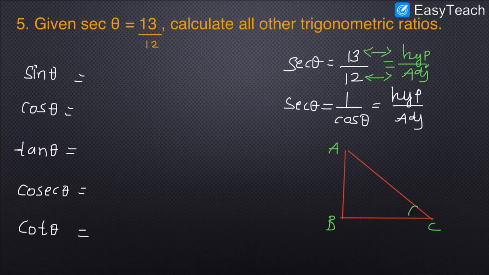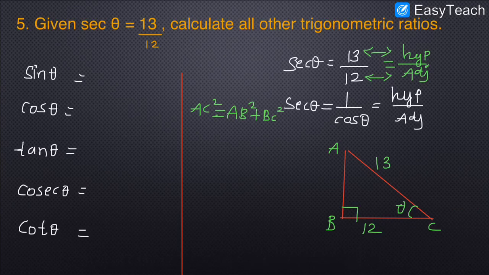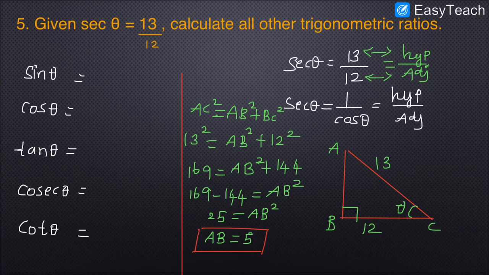So I am going to name any one of these two as theta, A or C, any one of these two. Okay, this time I take this as theta. So for hypotenuse I write 13, for adjacent I write 12. This is always 90 degrees. Let us find out AB. So AC square equal AB square plus BC square, right. So for AB square nothing is given, for BC square 12 square, for AC square 13 square. After substituting all the values, I found AB is 5.